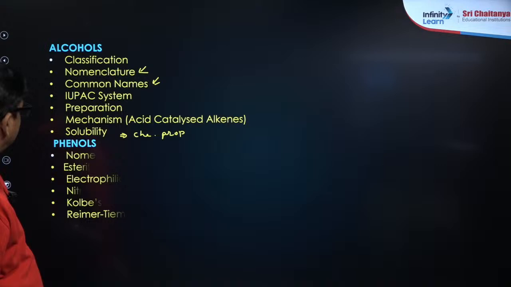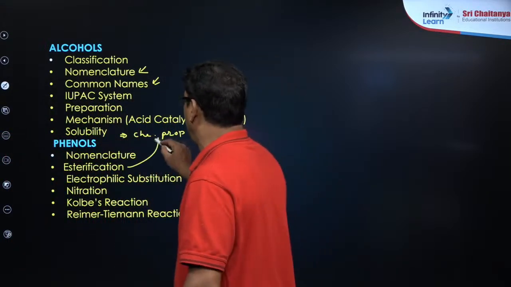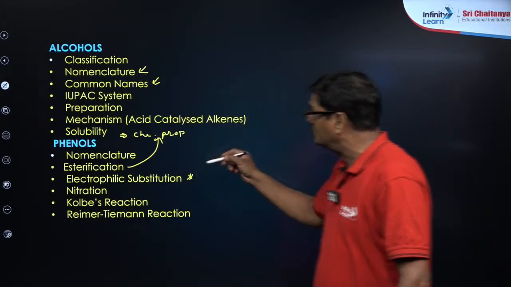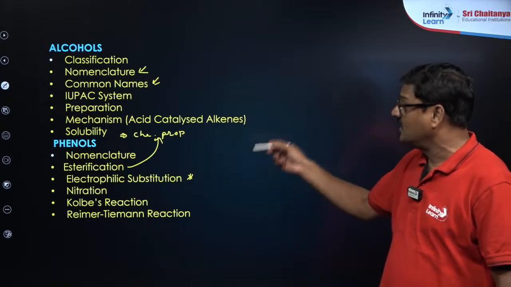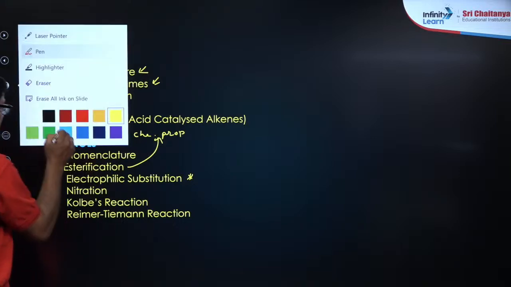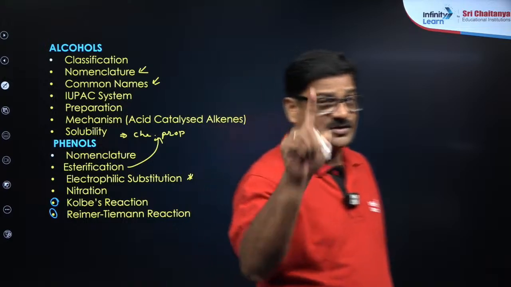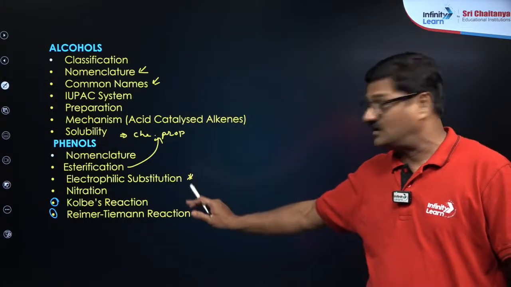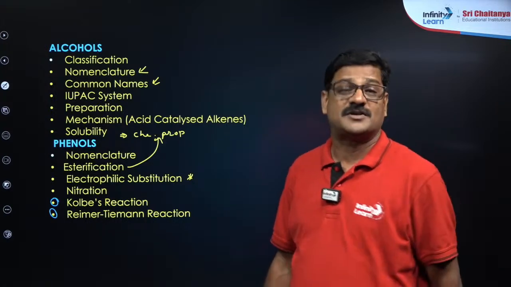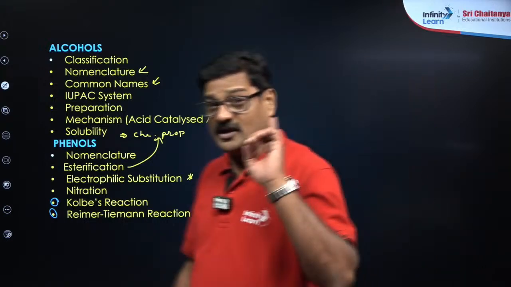and later in phenols, nomenclature and esterification will come here. Electrophilic substitution is very important, we have already seen it, and we are going to see a more detailed version for phenols here. Nitration, Kolbe reaction, Reimer-Tiemann reaction. My dear students, these are the two topics where at least one question is likely to be asked every year. Kolbe's reaction and Reimer-Tiemann reaction: whether you write the board examination or the NEET examination, you will get a question from at least these two reactions.